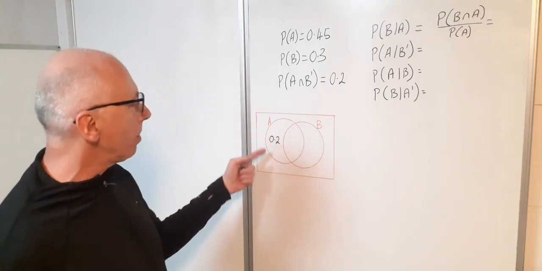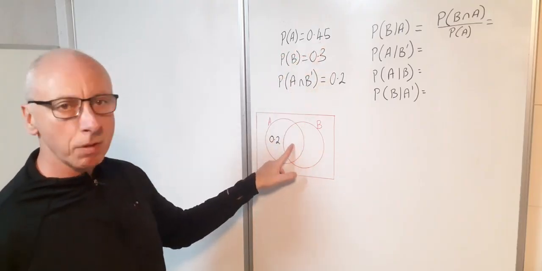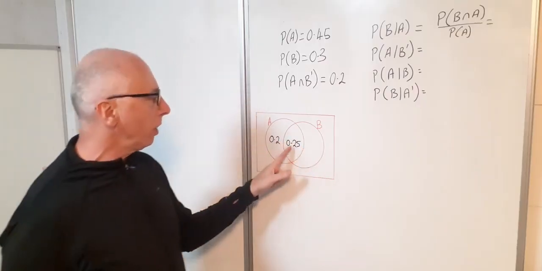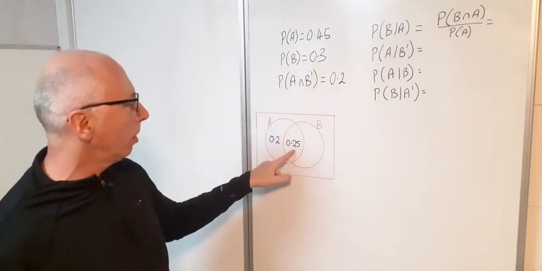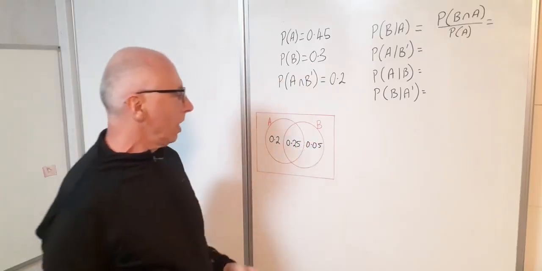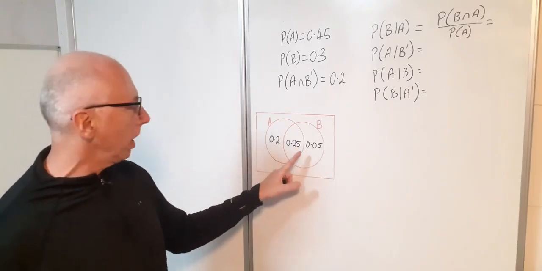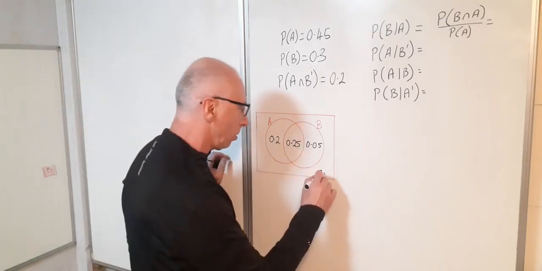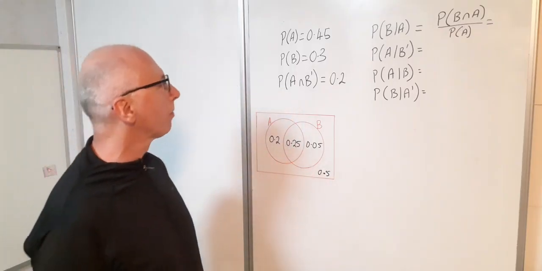So with that, I'm now in a lucky position where the probability of A is 0.45, so this remaining bit here must be 0.25. And with that, I can now calculate the probability of B. So if that's 0.3, I've got 0.25 here, this is 0.05. So with that, I can also calculate what's in my set here that's not contained in A or B, which will be 1 minus 0.45 minus 0.05, so 0.5. So that will be contained outside of my circles.